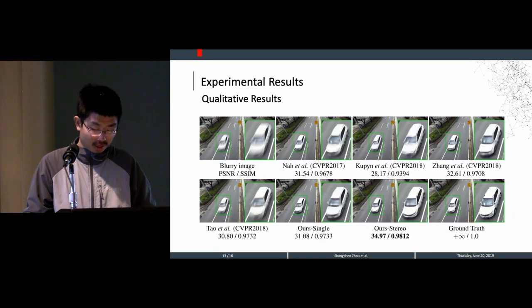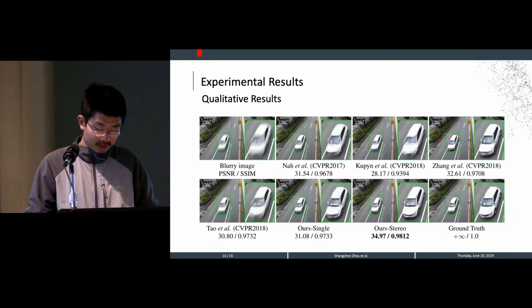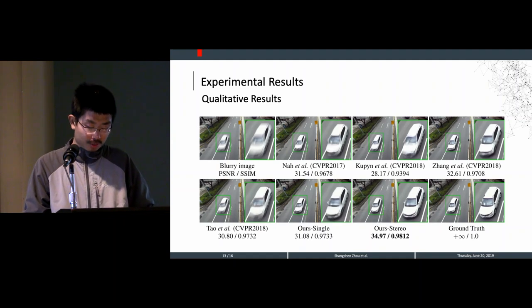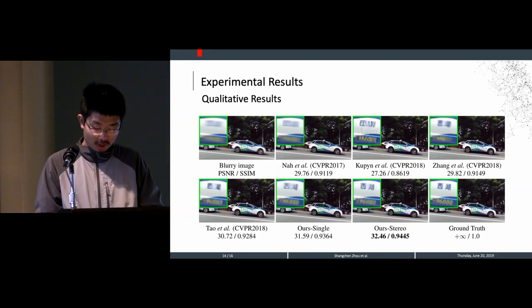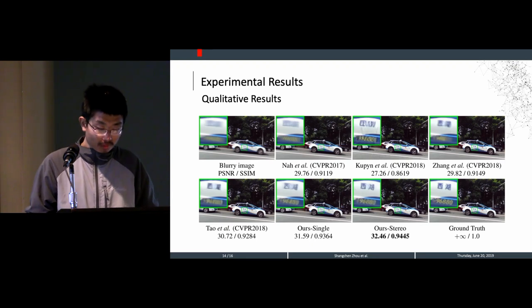This is the visual result. We can see from the green boxes, our method can remove large blurs and restore sharp details. From this example, our method can restore the words and the numbers on the fast-moving car.